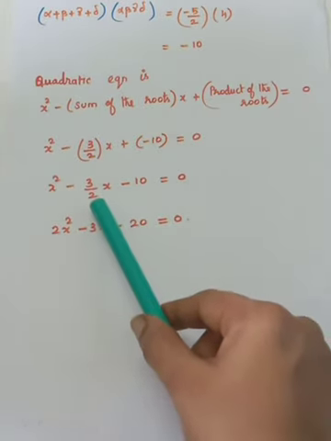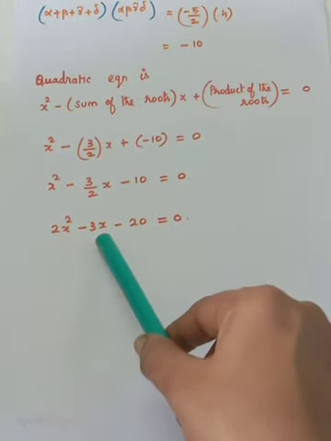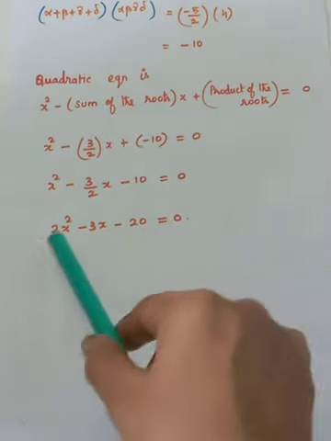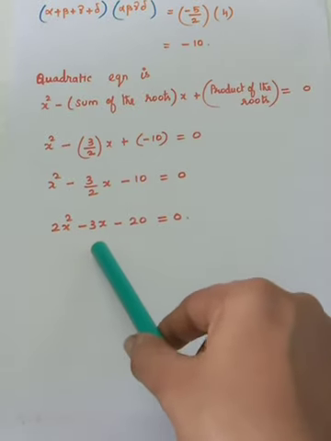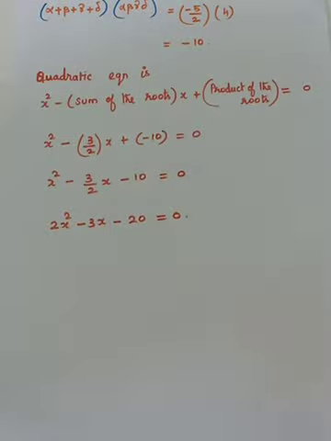If you take LCM, LCM is 2. So it is 2x squared minus 3x minus 20 divided by 2 is equal to 0. The 2, if you take it to the right side, 0 into 2, that is 0. So this is the quadratic equation having the roots. First one is alpha plus beta plus gamma plus delta. The second one is alpha beta gamma delta.